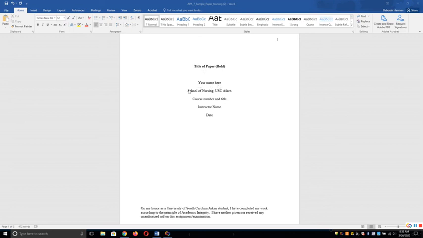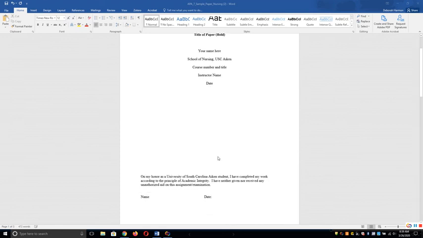And then for most papers at USC-Aiken, what you will see is a local request from your professors that you include the honor code at the very bottom of the page. And so include the honor code and then your name and then the date. If you submit it electronically, obviously you can just type in your name. If you are submitting it in print, you will need to write out your name.